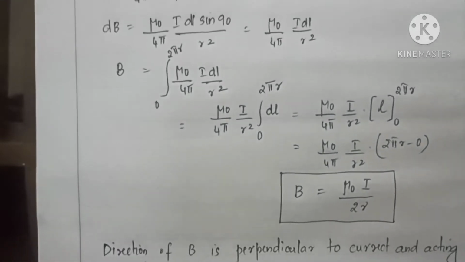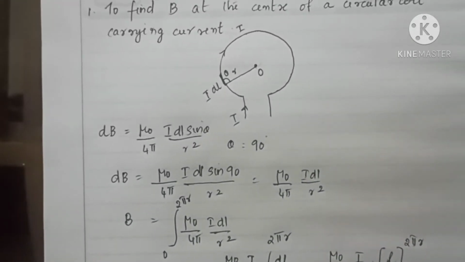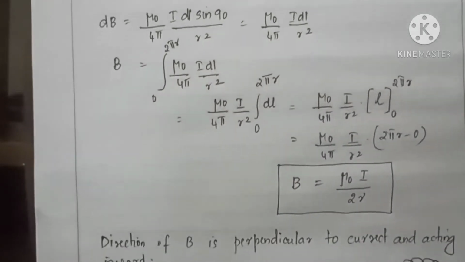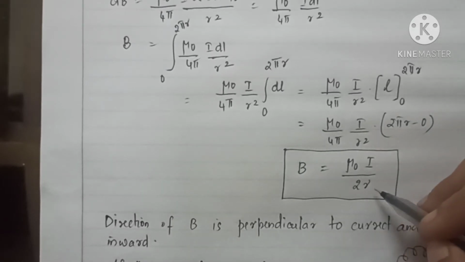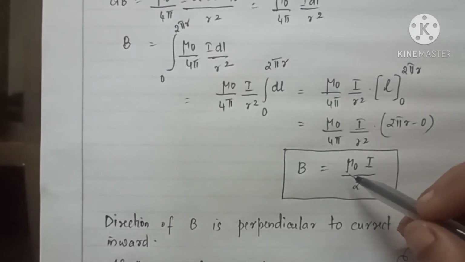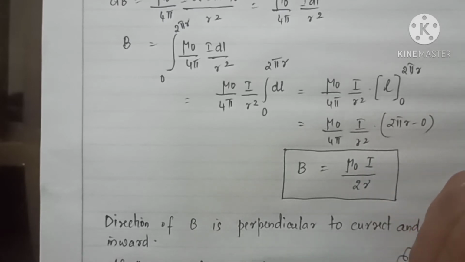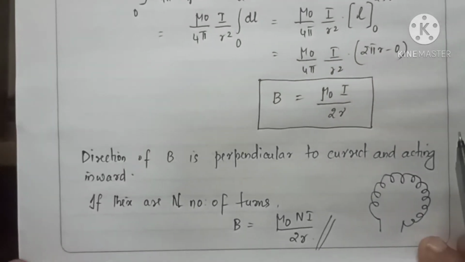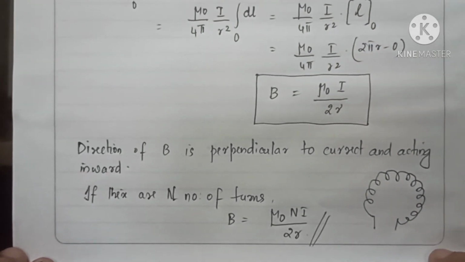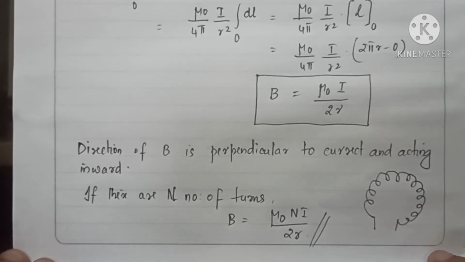Okay, so simple only. We just draw a diagram, then apply Biot-Savart's law, then integrate with limits 0 to 2 pi r, and finally the result: B is equal to mu 0 I by 2r, where r is the radius of the coil, I is the current, and mu 0 is the permeability. Now if there are N number of turns, B equals mu 0 N I by 2r, and the direction of B is always perpendicular to the current and it will be acting inward. Okay, now we will move to the second application.